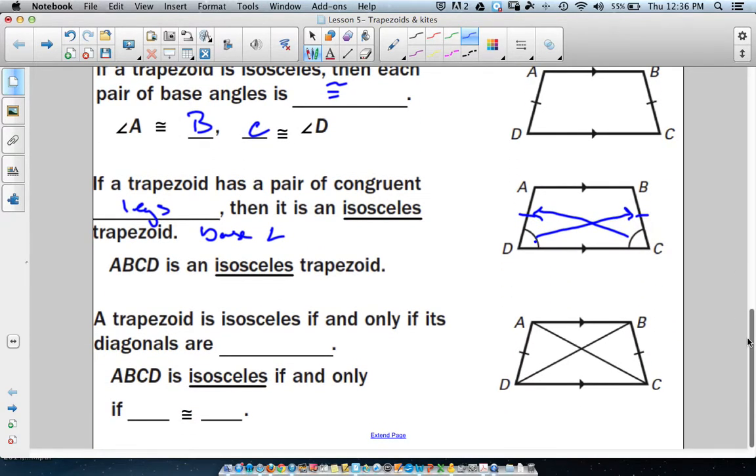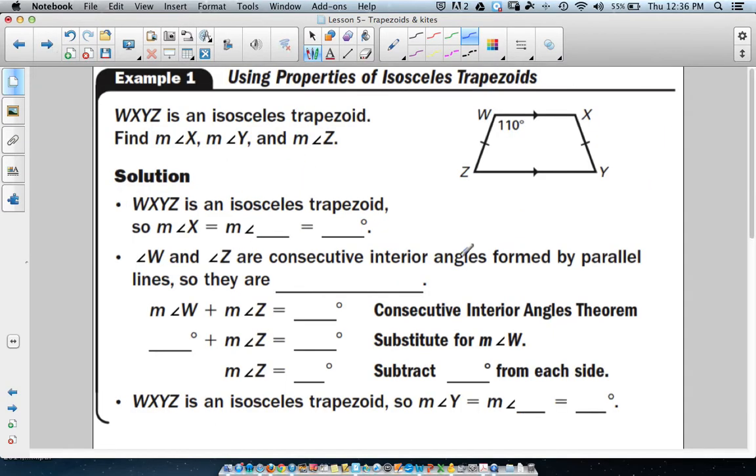Now, another thing with trapezoids is that if it's isosceles, the diagonals are going to be congruent. So that means that AC is congruent to BD. That's all that refers to. We said that these two angles right here add up to how much? Well, yeah, it's 180. They're supplementary.